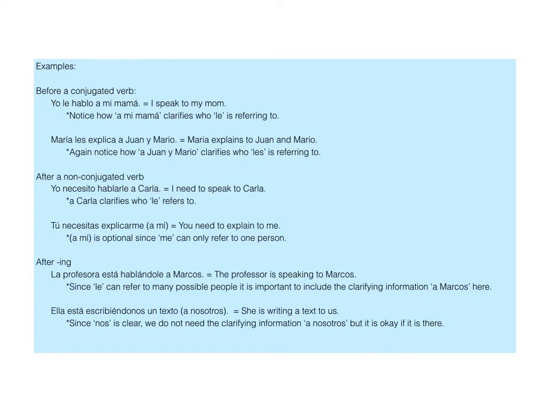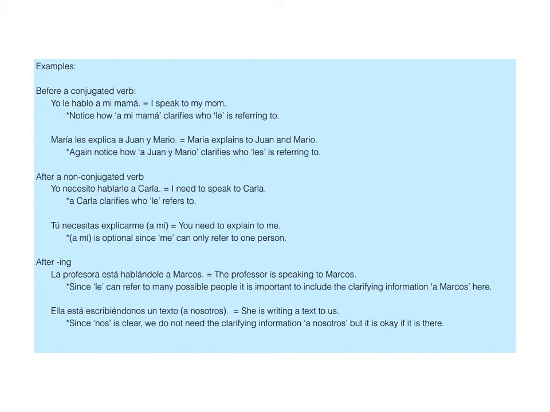No pun intended. So we can use these indirect object pronouns before a conjugated verb. So here's an example. Yo le hablo a mi mamá, which expresses I speak to my mom. Notice how a mi mamá clarifies who le is referring to. If the clarifying information was left off of the end of the sentence, and all we had was yo le hablo, then yo le hablo is a statement that, taken out of a conversation, taken out of context, could be confusing. We could be speaking, this could express I speak to him, to her, or to you, or to it. So the clarifying information here is really important.